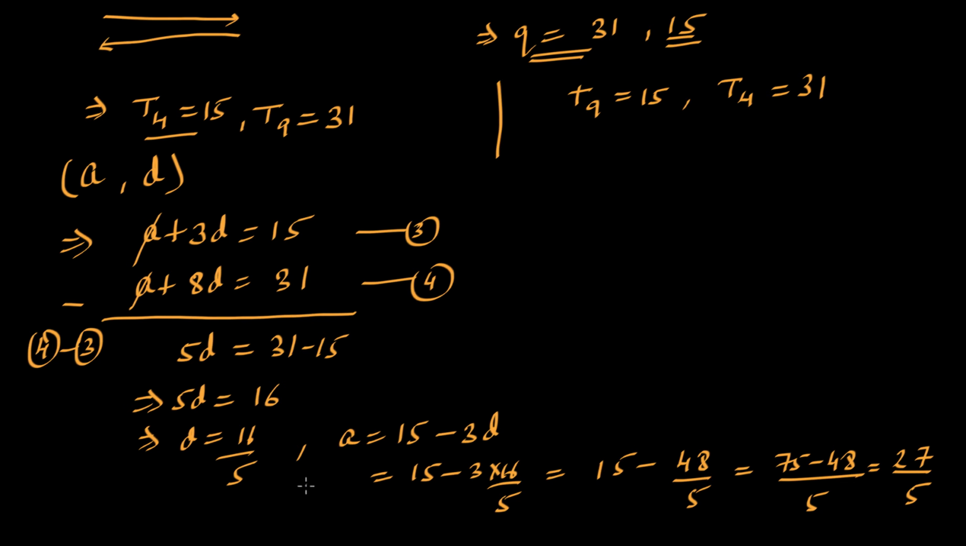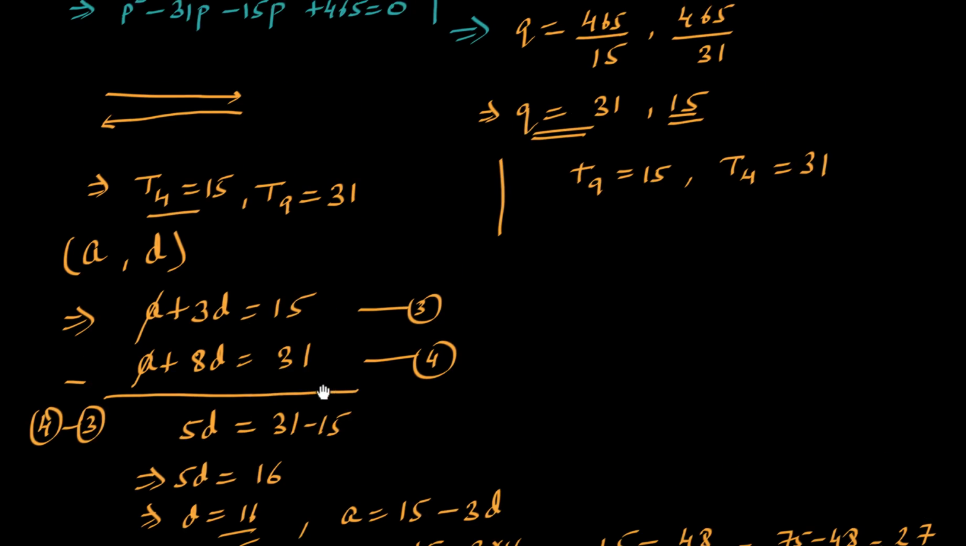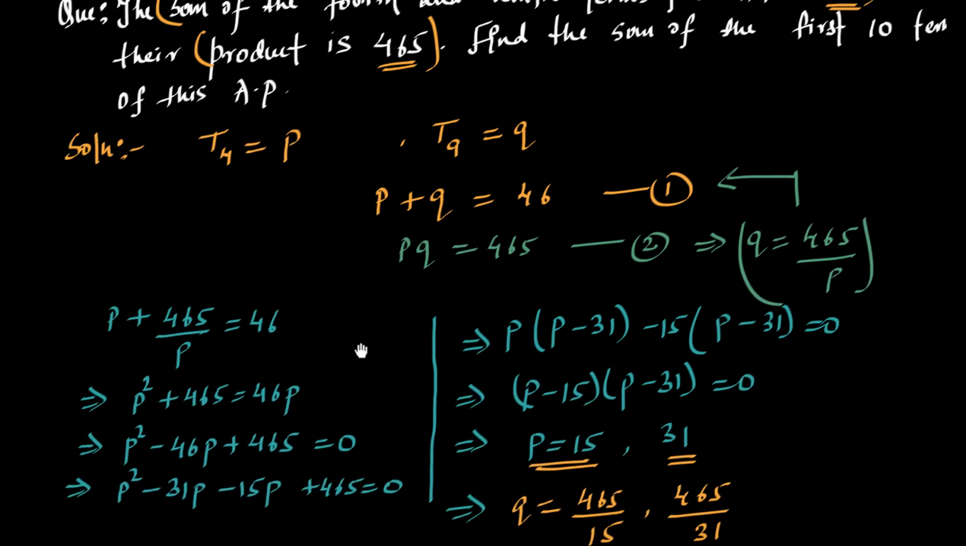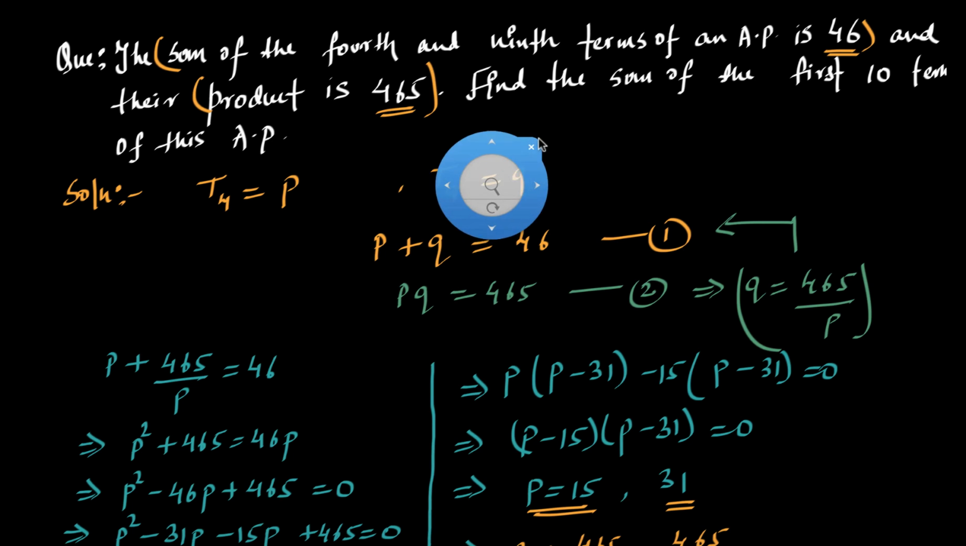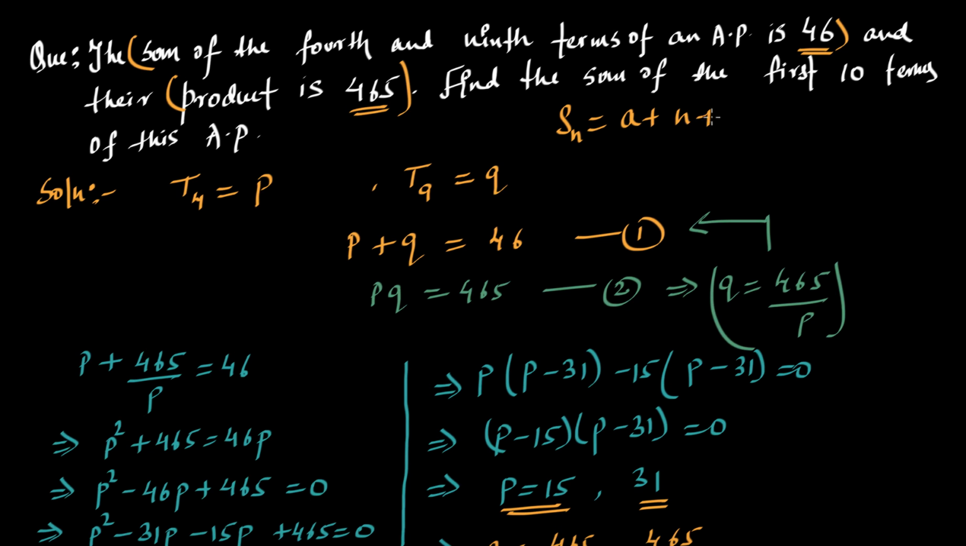Once we have the value of A and D, let us come back to the original question. The question says, find, what do we need to find finally? We need to find the sum of the first 10 terms of this AP. So what's the formula for finding the sum of n terms? I know that the nth term is A plus (n minus 1) times D. Sum of n terms is (2A plus (n minus 1)D) into n by 2, right? Now here n is equal to 10 because we need to find the sum up to 10 terms.